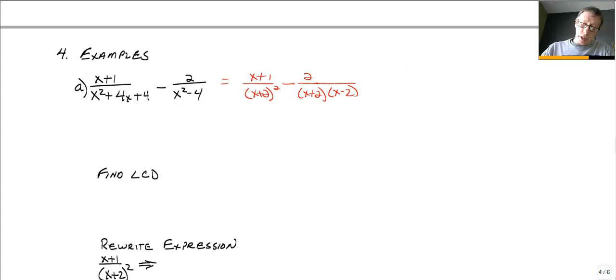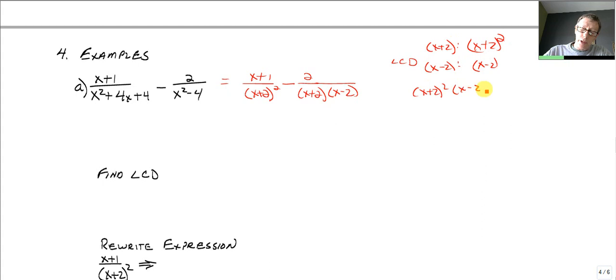Okay, so now let's get an LCD. For the first one, I have x plus 2. That's a factor, and I have two of those. So that's one of the factors I need to look at. You notice that I have an x plus 2 in my second fraction, and this one is the highest power, so that's going to be in my LCD. Now, that's it for the first fraction. The second fraction has x minus 2, and it's not in the first one, so that's going to have to be in the LCD too. So my LCD is going to be x plus 2 squared times x minus 2.